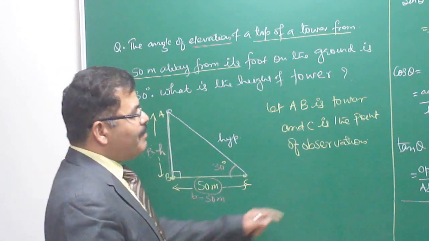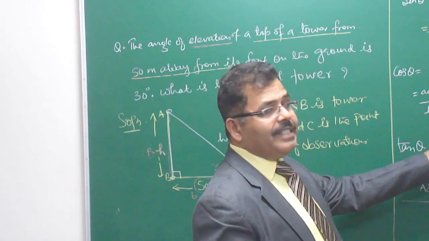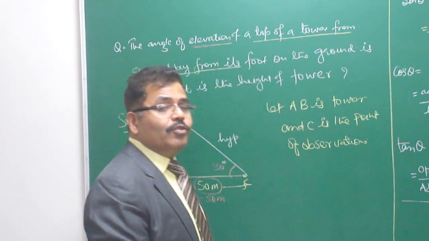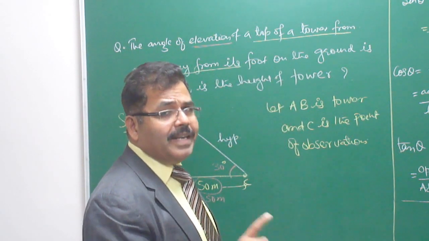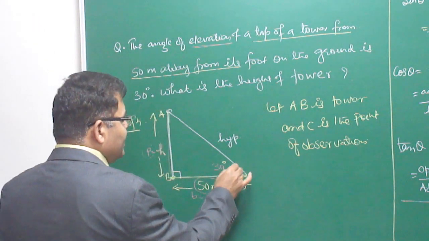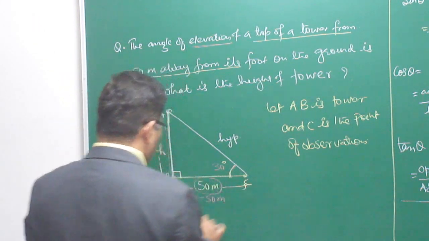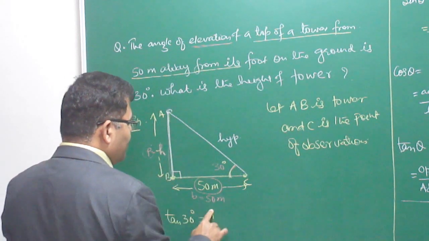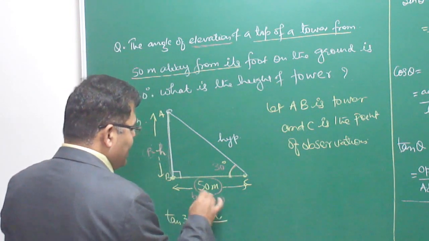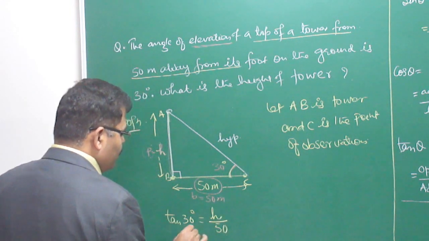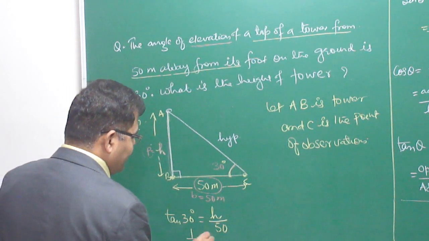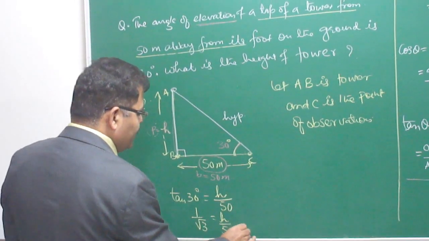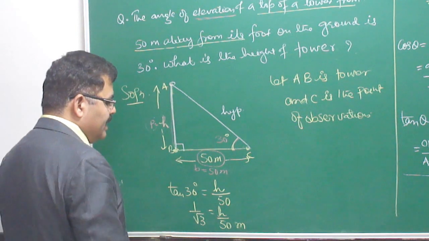And what would be the relation between P and B? Will you say this is tan theta? Tan theta deals with the relation between P and B. So we have to write tan theta, but remember, theta is nothing else but 30 degree. So tan 30 degree is equal to P by B. P is height, that is H, and B is 50 meter. So tan 30 is 1 by root 3, equal to H by 50 meter. You may write meter here, otherwise you can write it in the final answer.